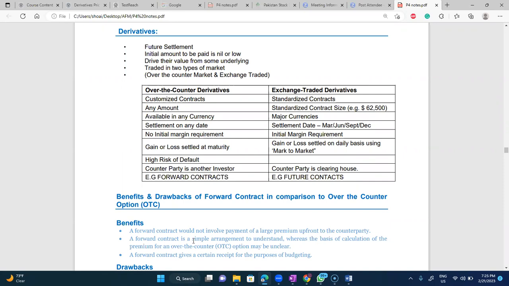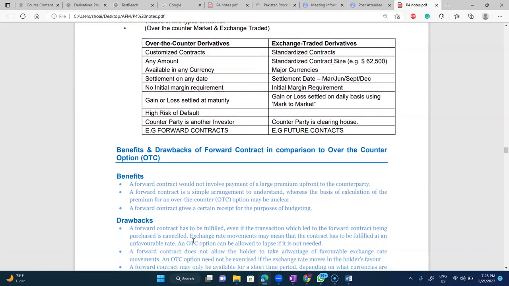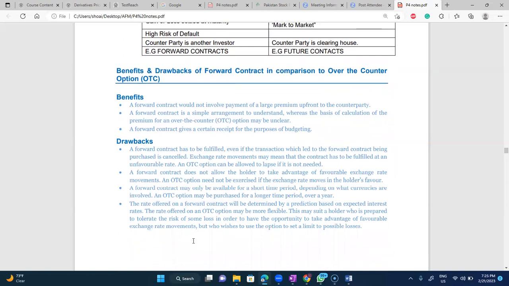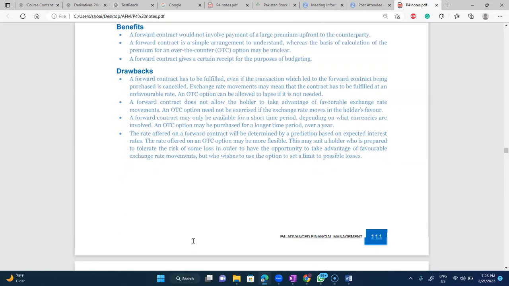In exchange traded, there is an initial margin requirement. Gain and loss will be settled on a daily basis. But in over the counter contracts, gain and loss will be settled at maturity. High risk of default. In over the counter derivatives, you have to do the contract with the counterparty. In exchange traded derivatives, you have to do the contract with the clearing house. So I have seen many questions where examiner has asked the comparison between OTC and exchange traded derivative. You should know the difference between these two. Okay.